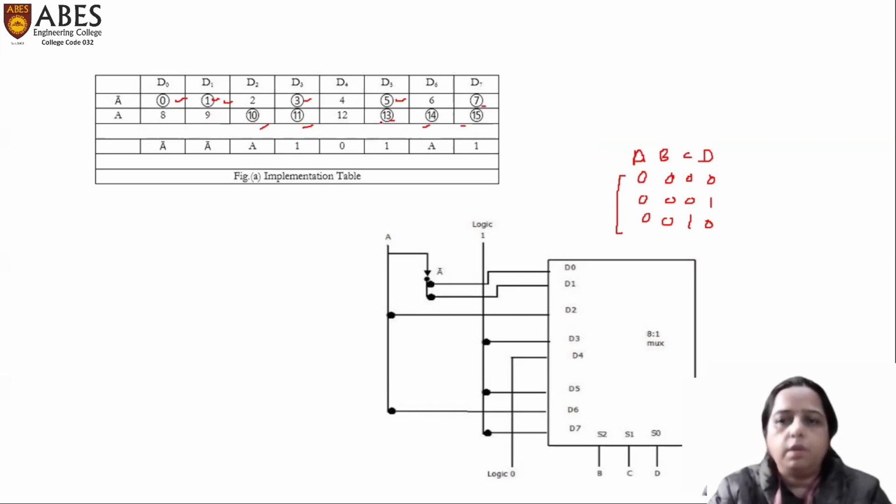Again, both the numbers are circled, so 1 is written. Again, the lower one is circled, so A is written. And both the numbers are circled, so 1 is written over here. So this is the implementation table.